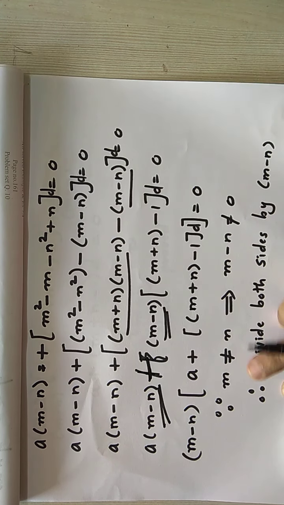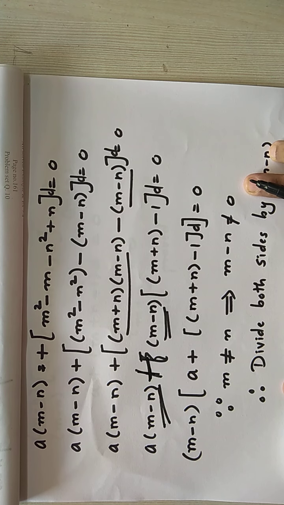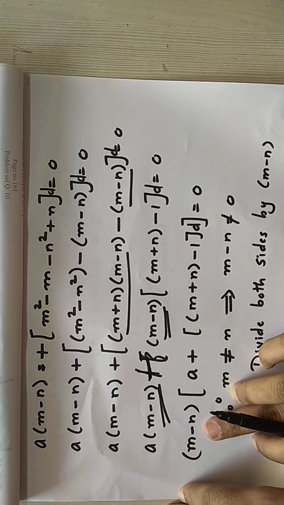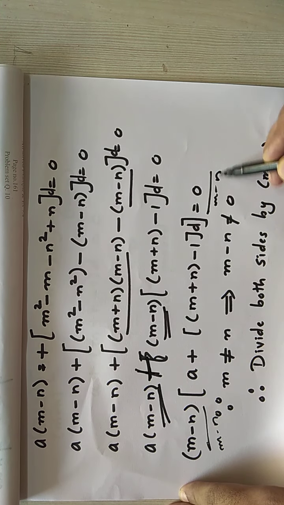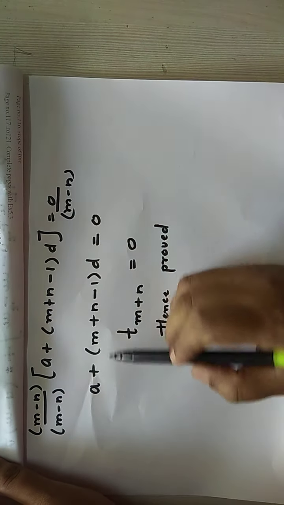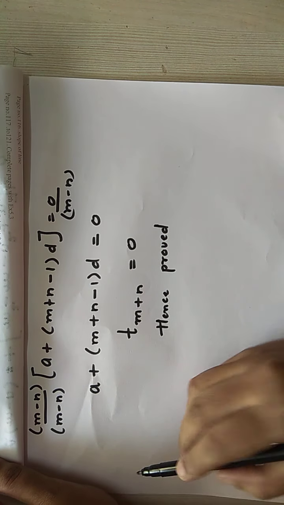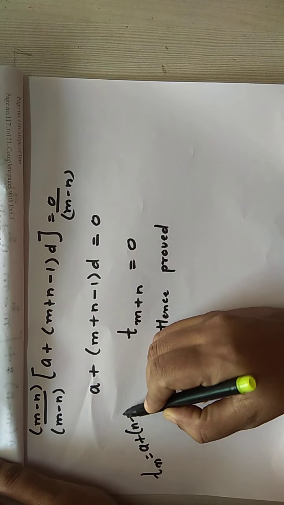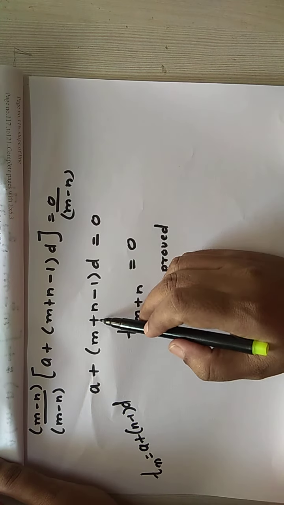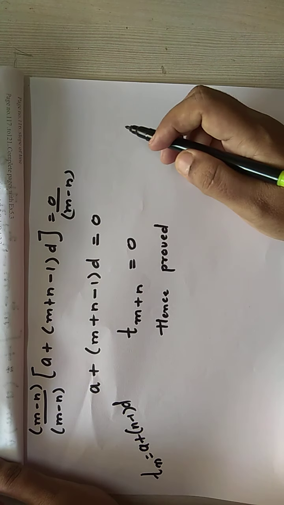The whole expression equals 0. Now m and n are not the same, that means m minus n will also not be 0. So we divide both sides by m minus n. Here m minus n and here m minus n, so this and this cancel. So what are we left with? We are left with a plus (m plus n minus 1)d equal to 0. And this is the formula of Tn: Tn is a plus (n minus 1)d. So this will be the formula of T(m plus n). T(m plus n) equal to 0.